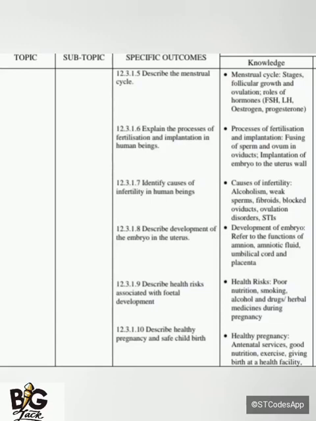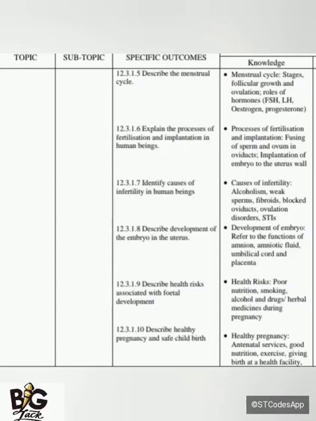If they ask you that, they are just referring to the functions of the amniotic fluid and also the amnion. Apart from that, the function of the umbilical cord. The next one, they are going to ask you to describe health risks associated with fetal development. If they ask you that, you need to give them poor nutrition, smoking, alcohol, and drugs or herbal medicine during what? Pregnancy.